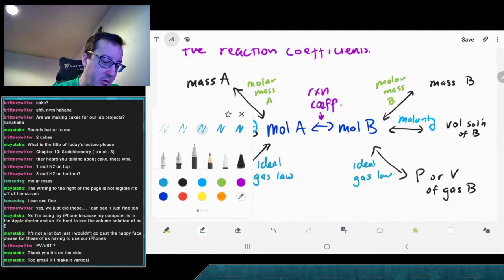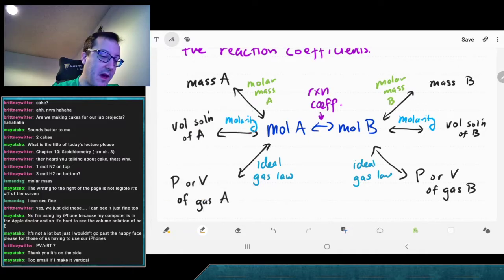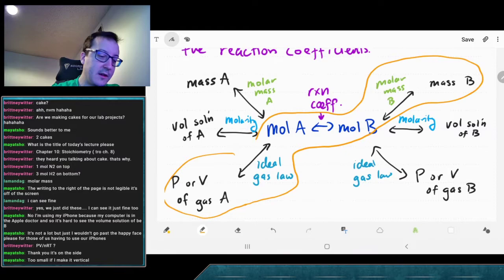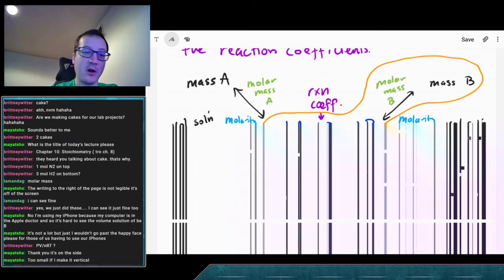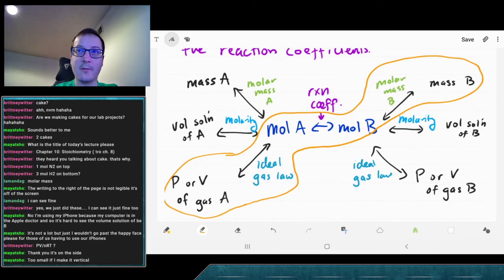So maybe one time we'll go through. I'm out of colors here, but let's see. How about orange? Maybe one time we'll start with a gas, and we'll end up wanting a mass of B. So let's say I start with pressure of A, and I want to find mass of B. This is the route we would go. We would go from pressure to moles of A, use our reaction coefficients to get moles of B. From moles of B, we'll use our molar mass of B to get mass of B.